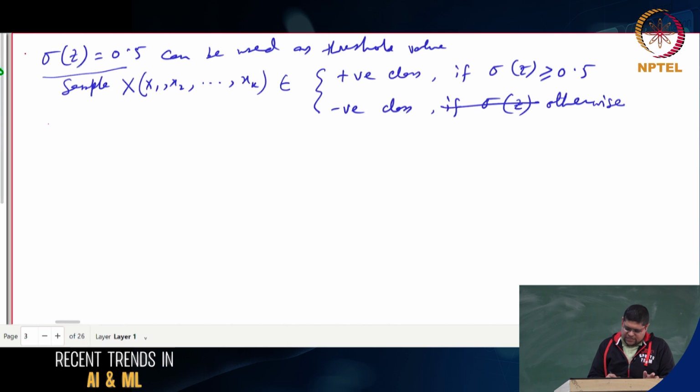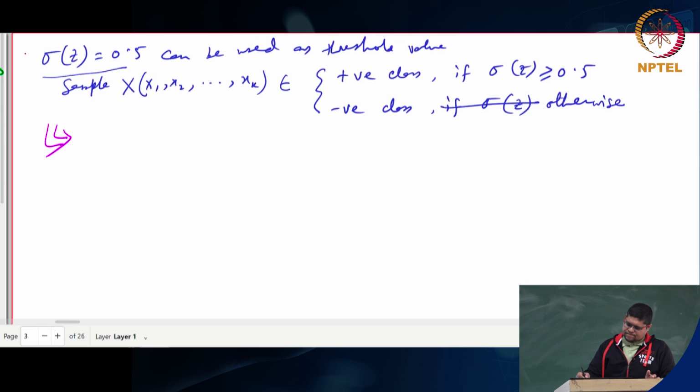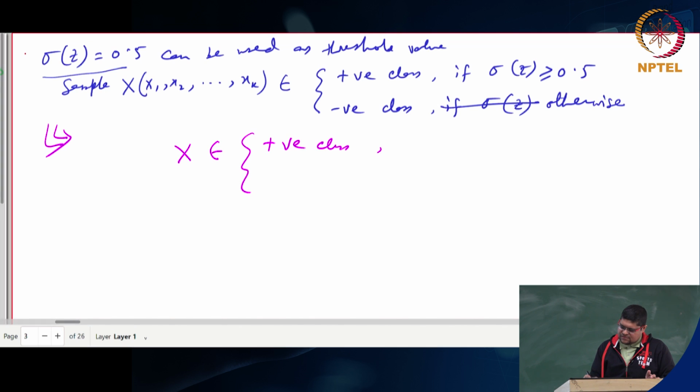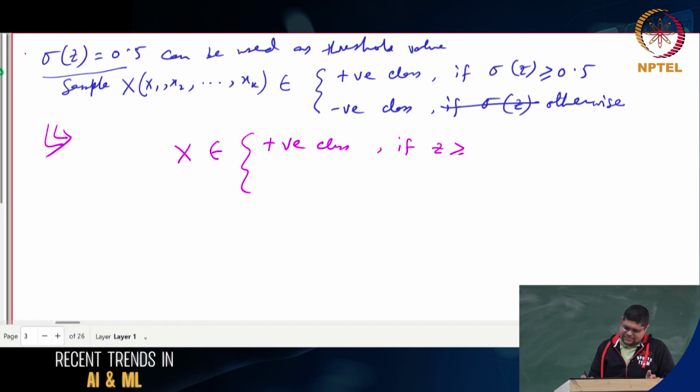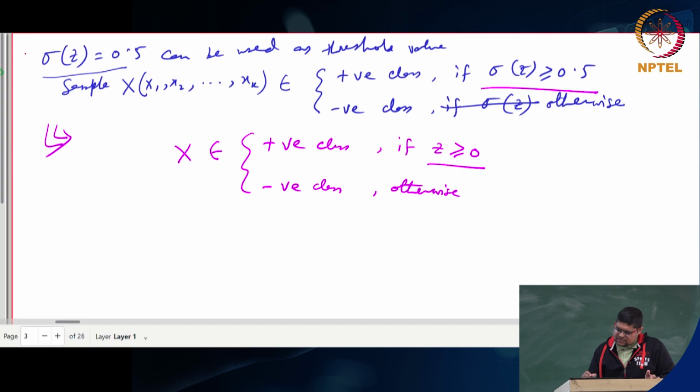Okay, so what does it imply? This thing, sigma z greater than or equal to 0.5, means this x is in the positive class if z is greater than or equal to 0, and in the negative class otherwise, because these two are synonymous, right? Clear?